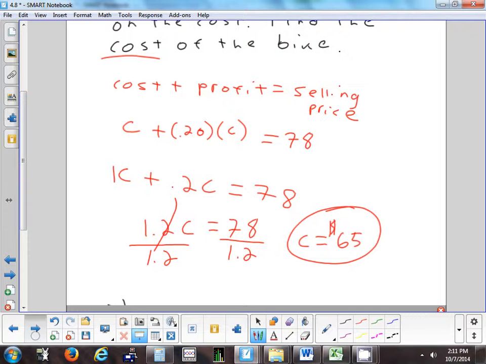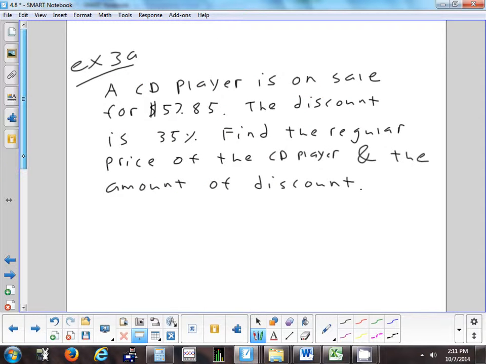All right. Okay, here's a problem about the sale price and the amount of discount. It says a CD player is on sale for $57.85. The discount is 35% off. It's a pretty big discount. I want to know the regular price of the CD player. In other words, what would you have to pay for the CD player if it wasn't on sale?